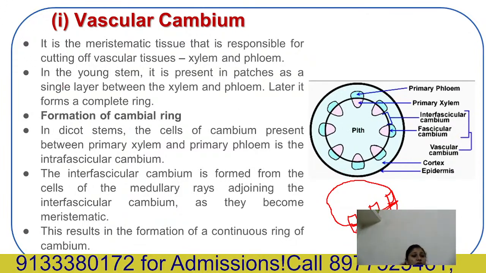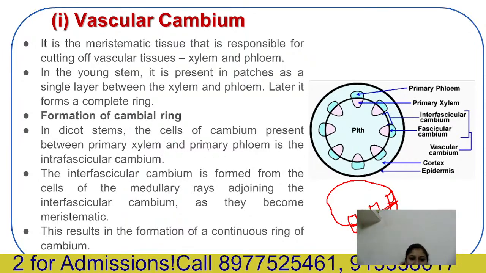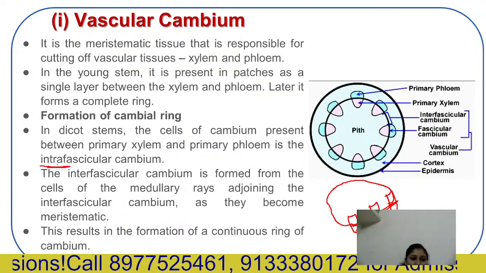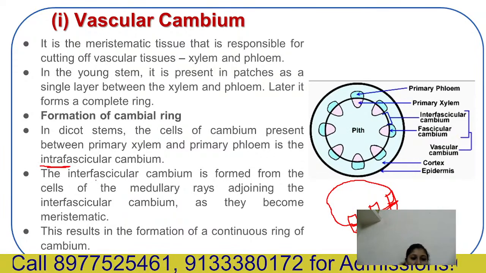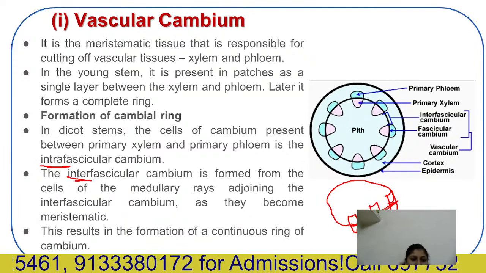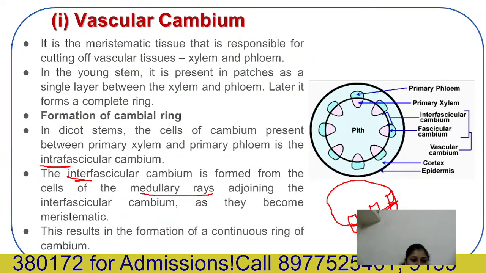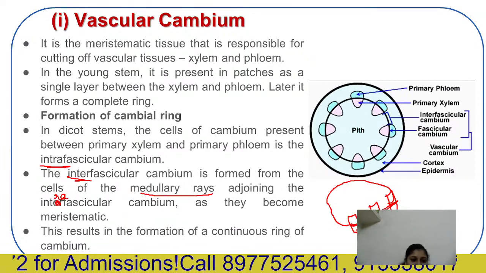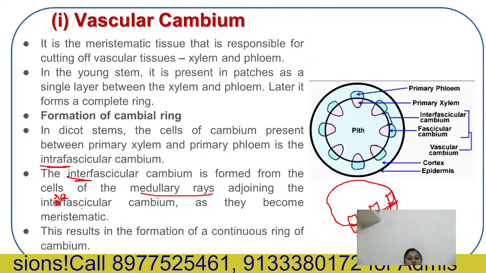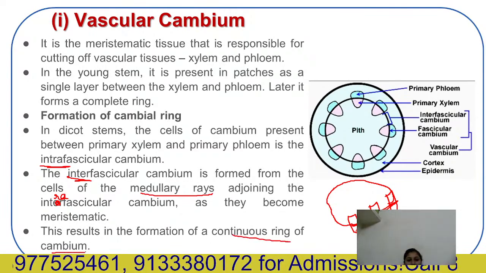So look here. In dicot stem, the cells of the cambium present between the primary xylem and primary phloem is intrafascicular cambium. Then interfascicular cambium is formed from the cells of the medullary rays adjoining the intrafascicular cambium as they become meristematic. So this results in formation of a continuous ring which is known as cambium ring.